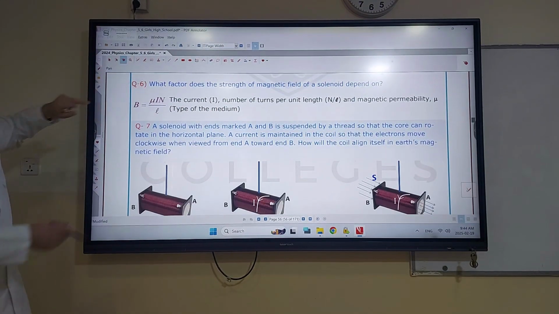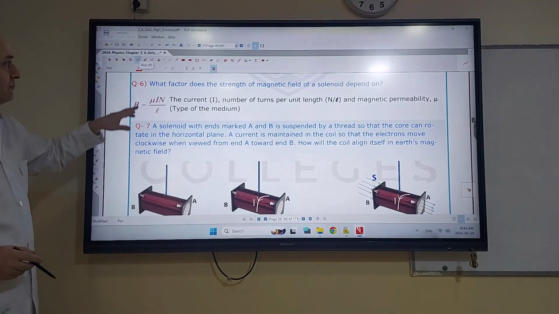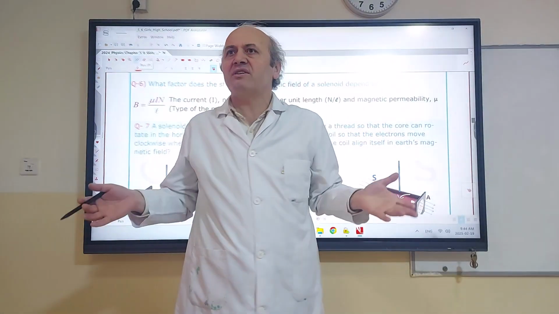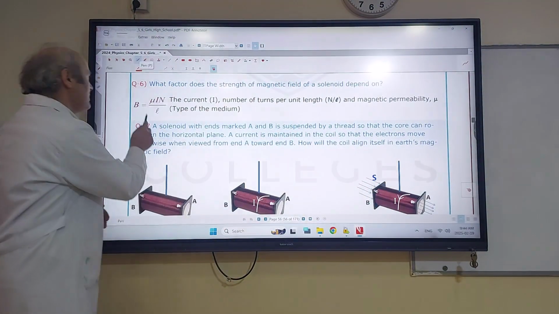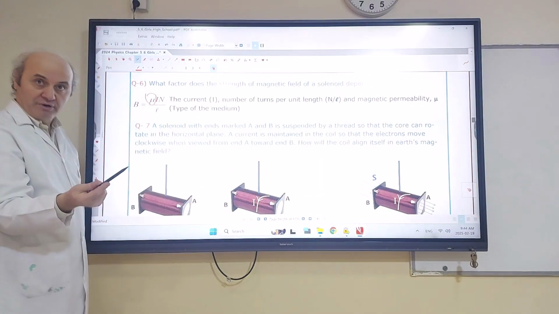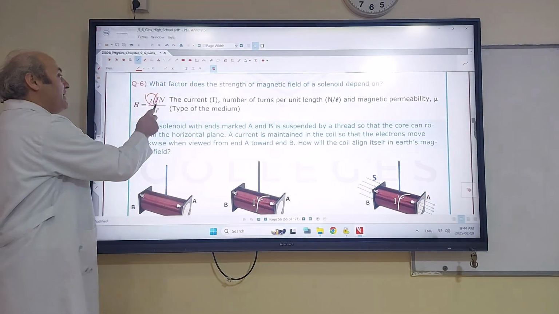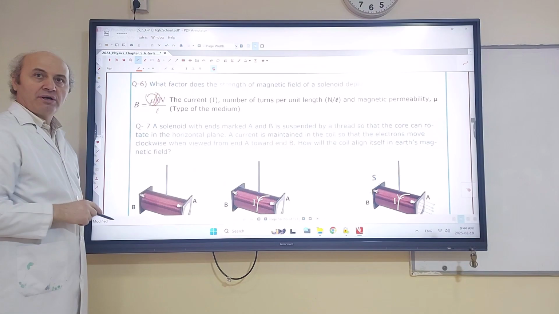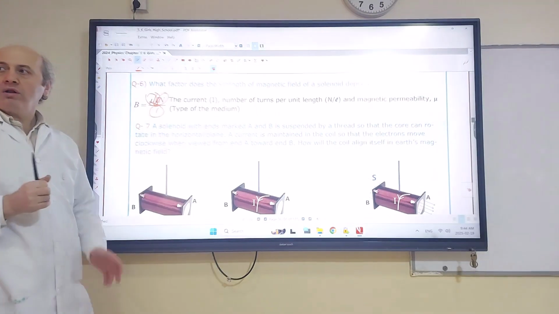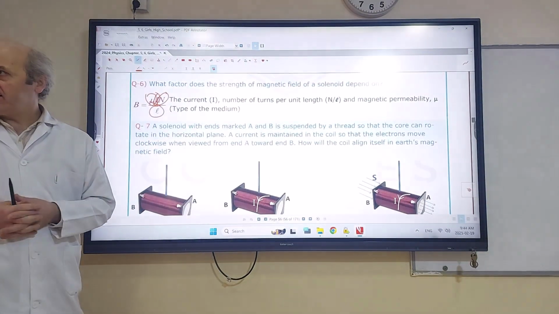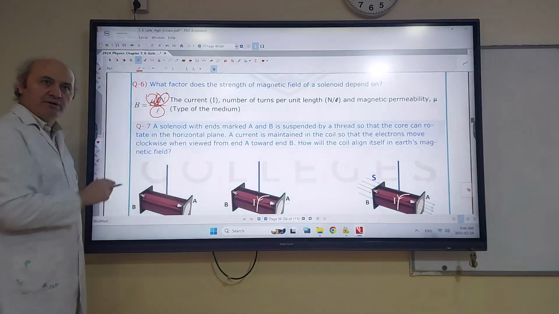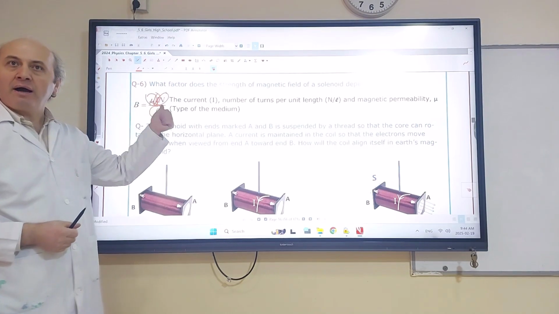Next one is a question about the solenoid. What factors does the strength of the magnetic field of a solenoid depend on? We are going to just think about the equation. What is the equation for a solenoid? B equals mu I N over L. Mu is the medium's magnetic permeability, I is the electric current, N is the number of turns, L is the length. All four affect the magnetic field of a solenoid, but three of them are in the numerator. Which are they? Mu, I, N.